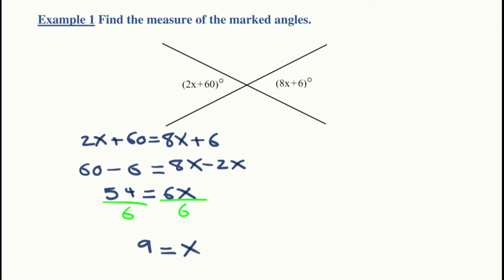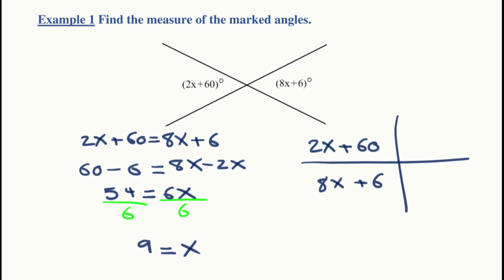Now, we don't want to stop there because that's not what we were asked to find. We were asked to find the measure of these two angles, right? So we're going to go ahead and plug in to those expressions the value of x that we just found. Now, as I said, one should be enough, but it's a good thing to plug it into both to make sure that we haven't made some kind of an arithmetic error. As you know, both should end up being the same once we substitute 9 for x.